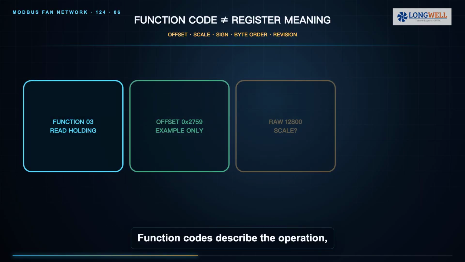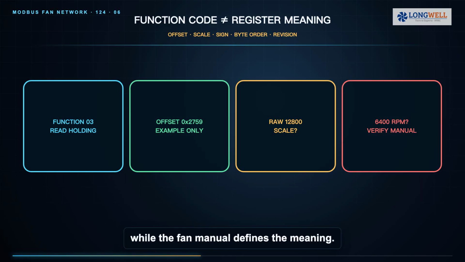Function codes describe the operation, while the fan manual defines the meaning. A read-holding register request may retrieve target speed, an input register request may retrieve actual speed or status, a write single register request may change a command. Those are examples, not promises. Modbus protocol addresses start at 0, while manuals and software sometimes display references differently. Always reconcile the tool, function code, offset, scaling, signedness and byte or word order.